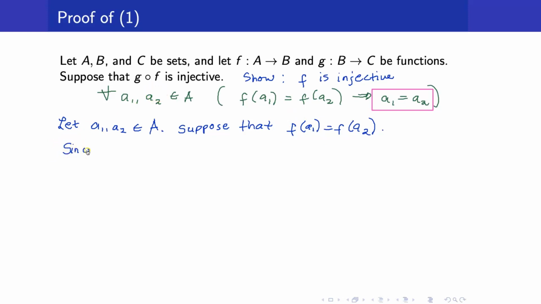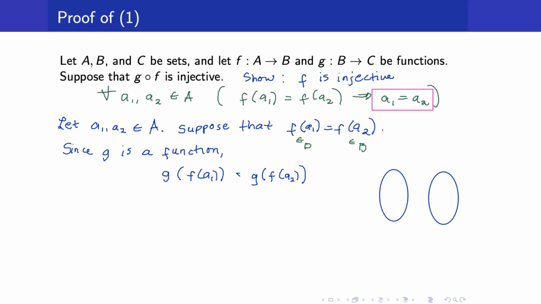Since g is a function, when we get the image of f of a1 and f of a2, they are equal, so therefore the images should be the same. That is the reason why we can apply g to both sides. g of f of a1 must be the same as g of f of a2. Again, of course, we can get the image of f of a1 and f of a2 because f of a1 and f of a2 are elements of B, right? And this is what's happening.